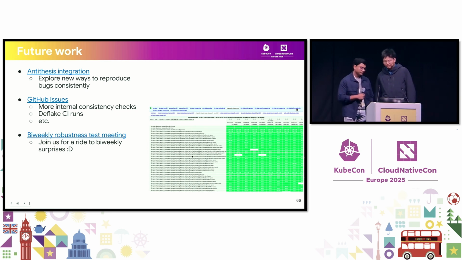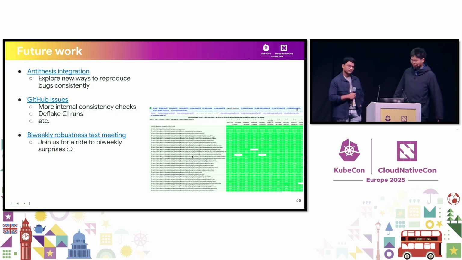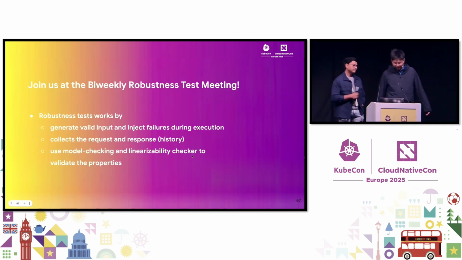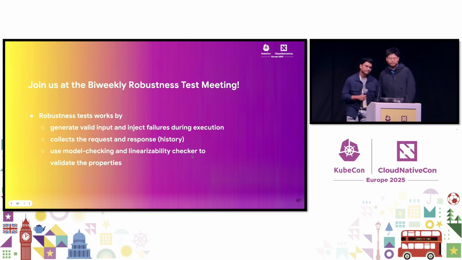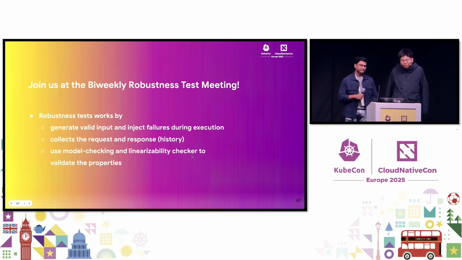We also run a bi-weekly robustness test meeting where we look at this beautiful dashboard. This is all green, so that's good. If there's a red or purple, that means something failed and we need to look into it. You can join us for a ride to the bi-weekly surprise, because we really don't know what we will see every two weeks. So thank you for listening, and hope you enjoy this talk. And have a nice afternoon.